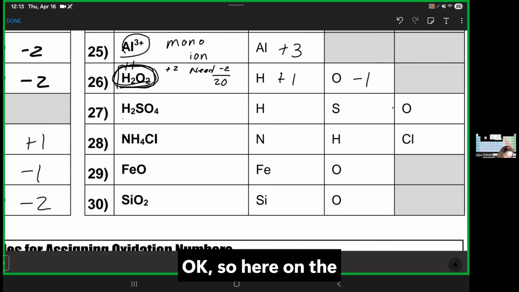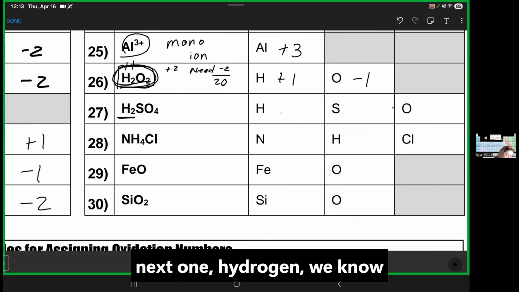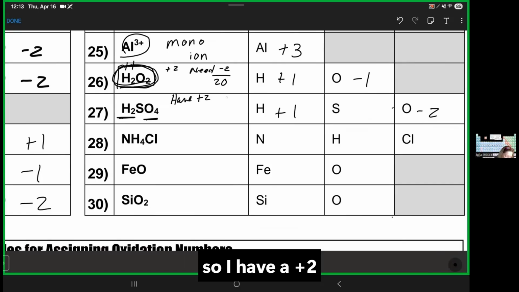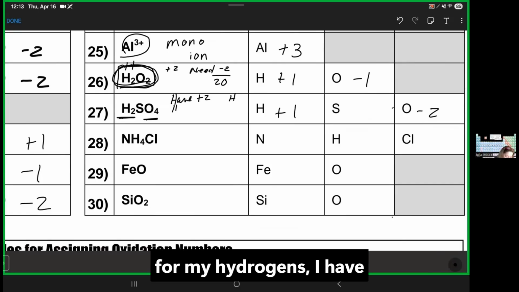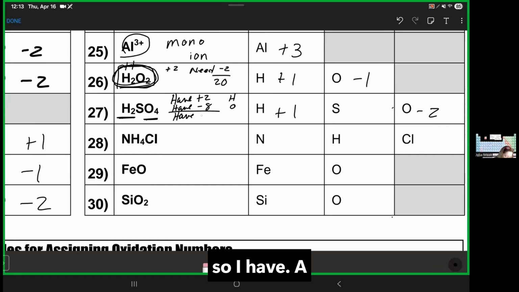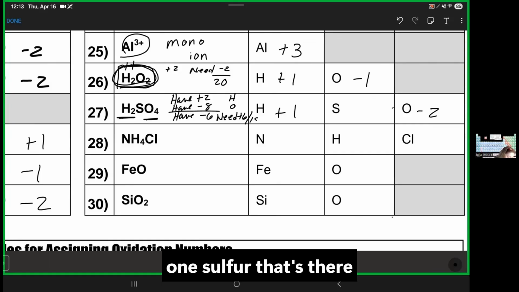So here on the next one, hydrogen we know is +1. Oxygen is -2. So I have a +2 for my hydrogens. I have a -8 for my oxygens. So I have a -6. I need a +6 divided by the 1 sulfur that's there. +6.